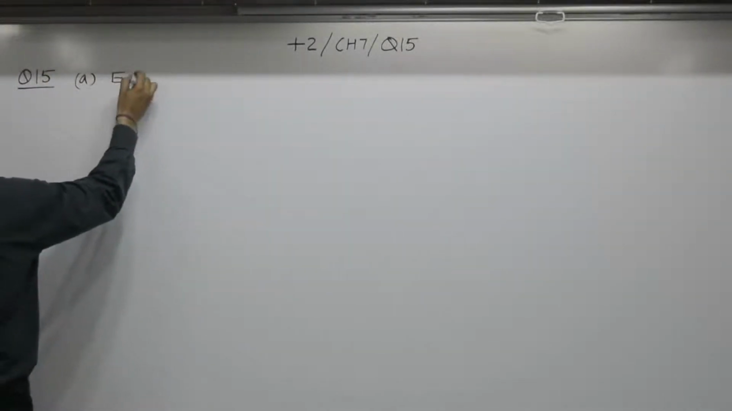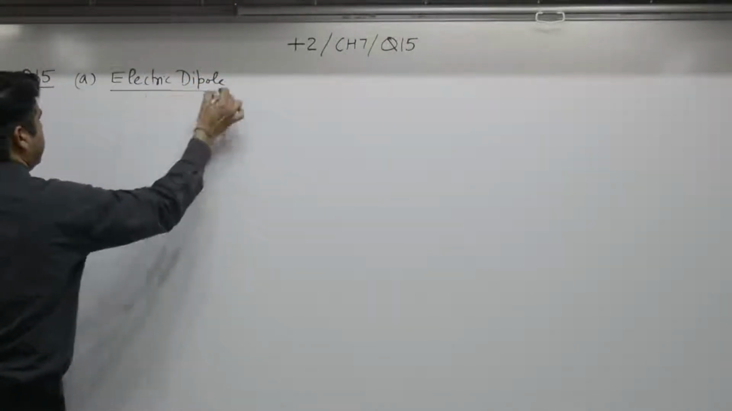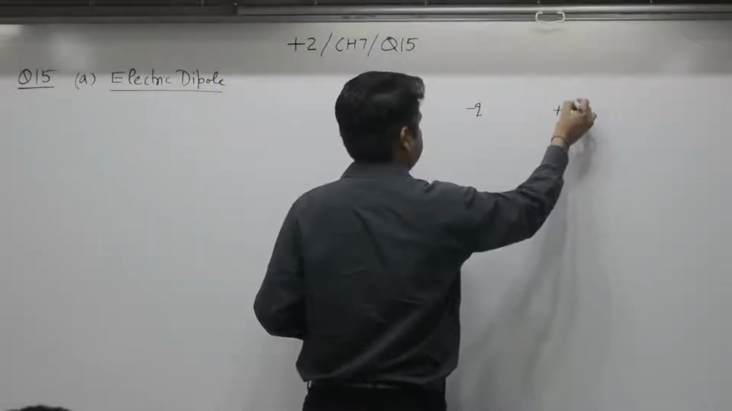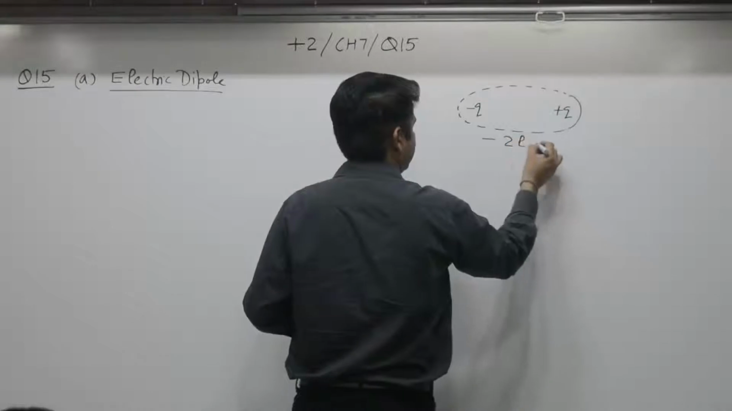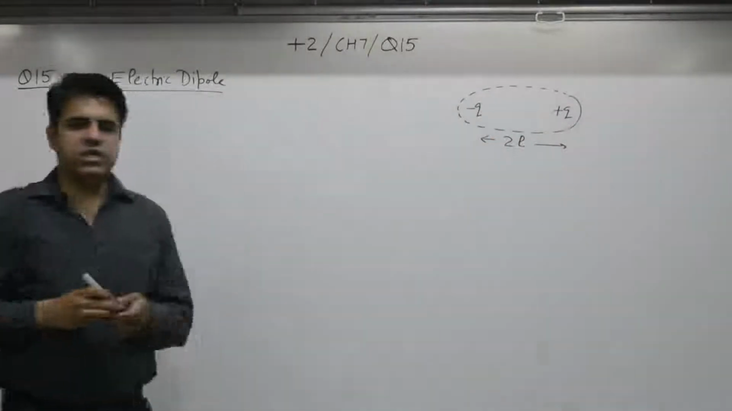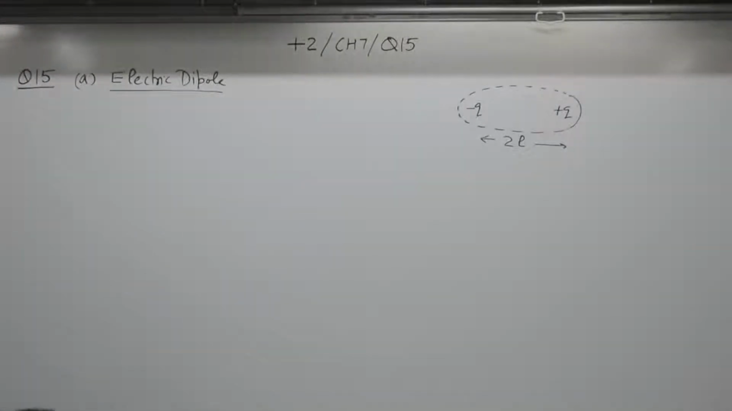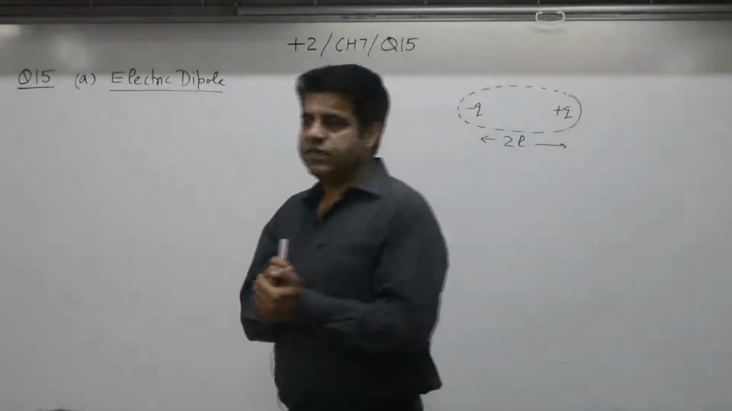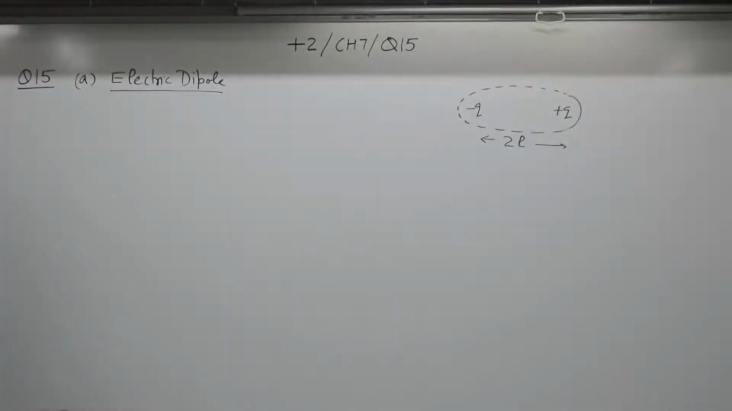What is an electric dipole? Charge minus Q, another charge plus Q, say in a molecule, separated by some distance, say 2L. This is what we call equal and opposite charges separated by a small distance. That is what we call an electric dipole. In chemistry, a molecule overall is neutral, but the center of the positive charge does not coincide with the center of the negative charge. There is a distance between the two, so this we use as an electric dipole.